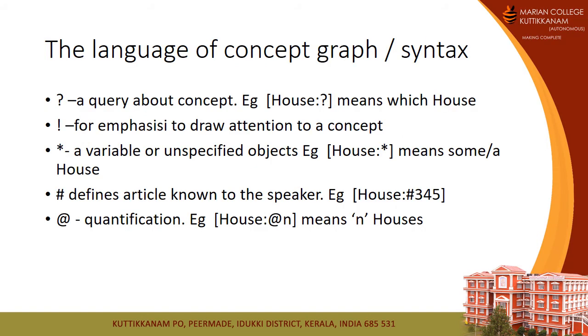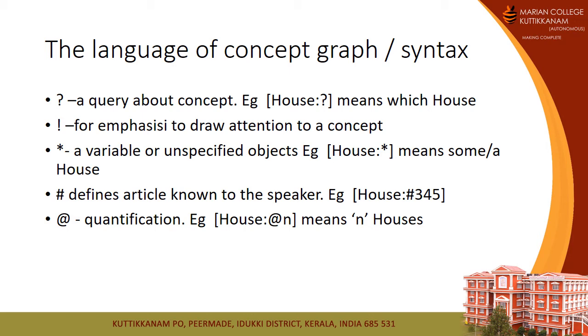The language and syntax used for conceptual graphs are as follows. One is the question mark. It is a query about the concept where it is placed. For example, house question mark means which house. The second type of syntax is the exclamation mark, used for emphasis, to draw attention to a concept.